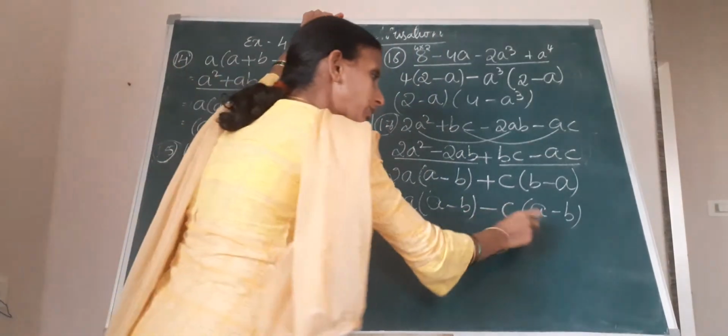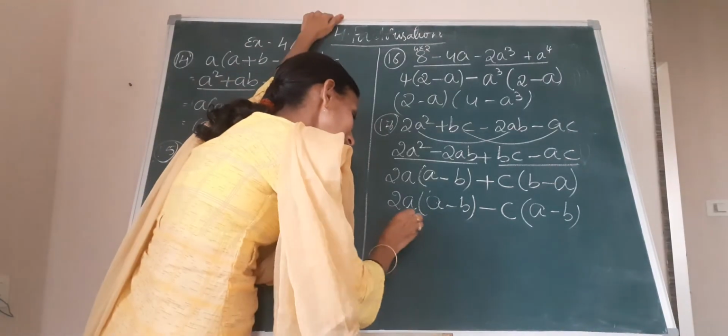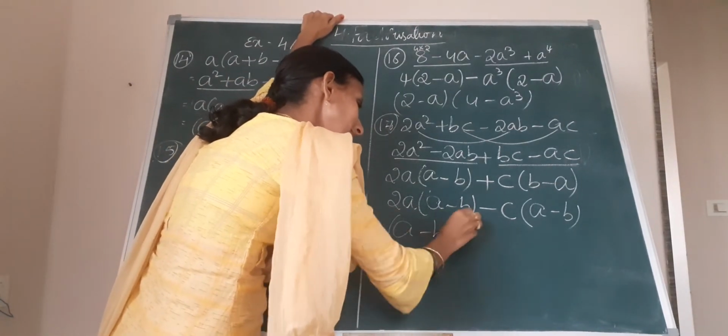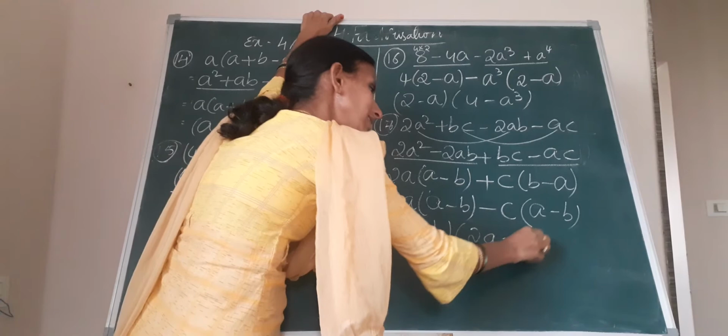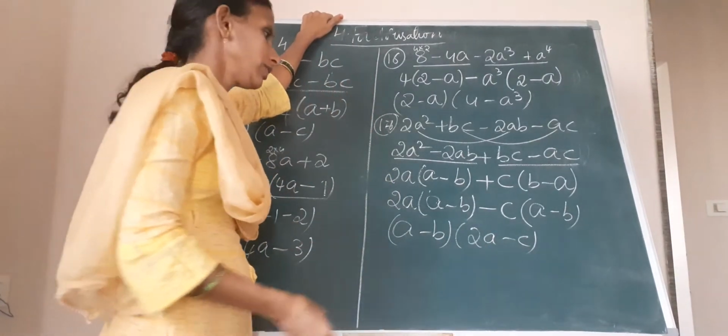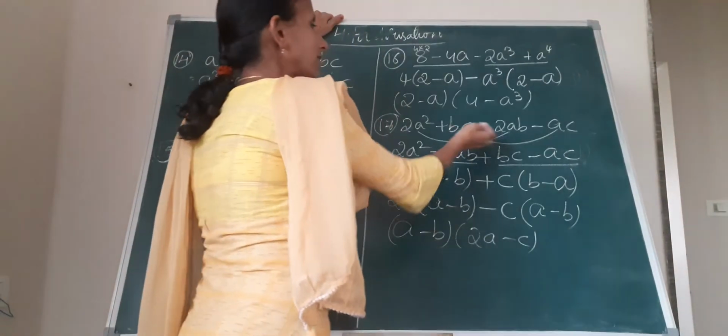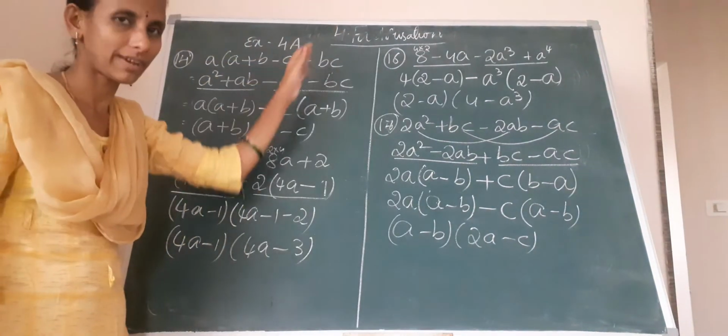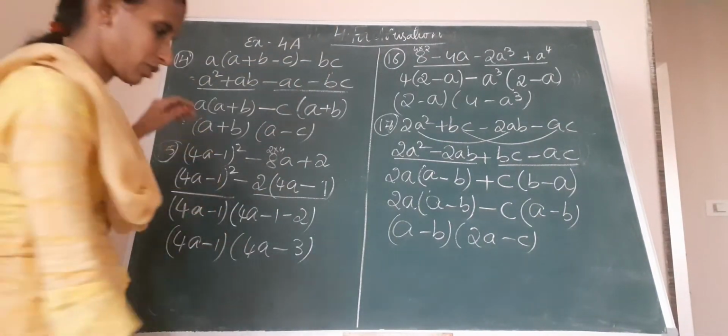Okay. Now in these two terms what is common? A minus b is common. So a minus b into 2a minus c. Okay. So now these are the factors of this expression. This is how we will factorize the given expressions.